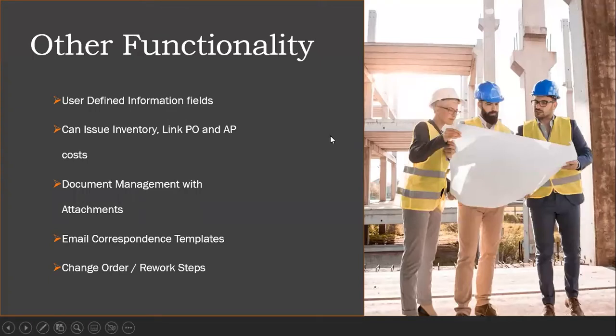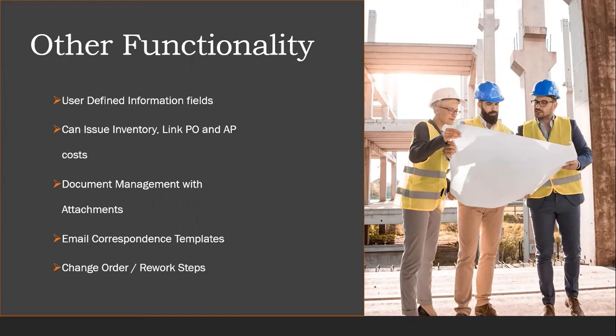Other functionality that might be helpful is within the work ticket class, we can activate user-defined information fields that will allow us to put some custom data in there that there wasn't already a field for. You can issue inventory. We can buy things to order by linking a purchase order, or we can push accounts payable costs into the project. We can do document management. So we're able to link files to it, whether it's pictures or drawings or whatever else it might be. So we can do some document management related to the project.